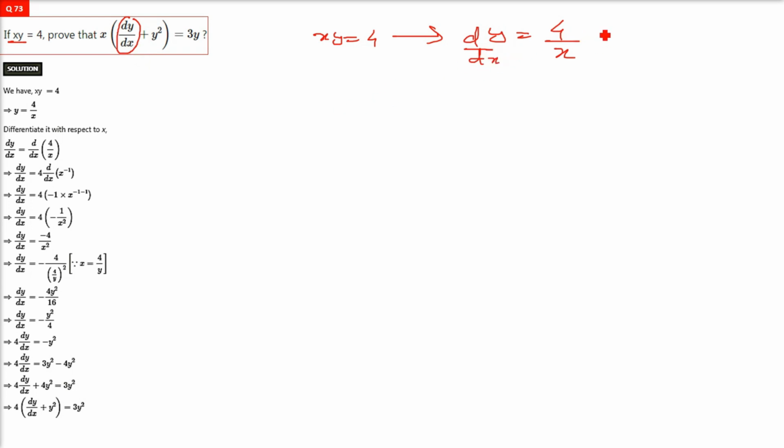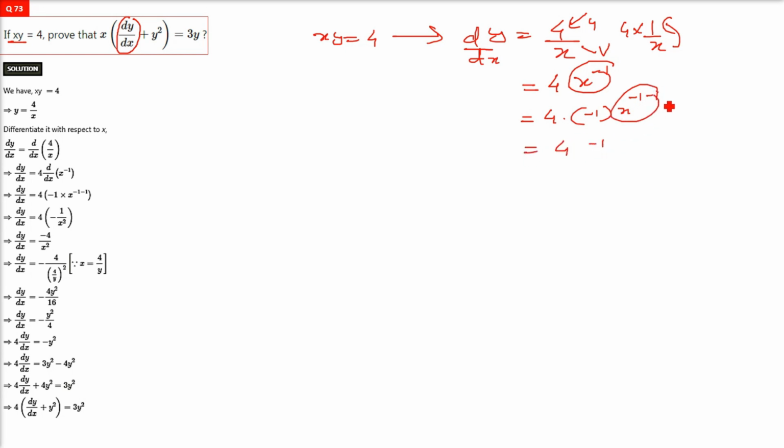Mind it. This is 4 by x dy by dx. When you differentiate 4 by x, you can assume it to be u by v and differentiate using the quotient rule, but 4 is a constant, so you don't have to worry about that. You just have to differentiate 1 by x. x can be taken to the numerator, it will be x to the power minus 1. Differentiation of x to the power minus 1: minus 1 will come in front, x to the power minus 1 minus 1. So finally you will get 4 times negative 1 times x to the power minus 2. When you bring this x to the power minus 2 to the denominator, it is going to be minus 4 by x squared.